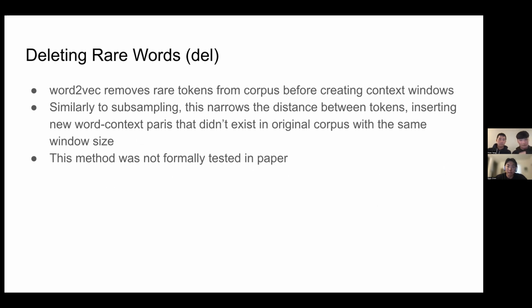And then another method that was used for the pre-processing was deleting rare words. This is pretty self-explanatory. It removes rare tokens from the corpus before creating context windows. However, this method was not formally tested in the paper, as in preliminary experiments, this showed a very small difference in performance.